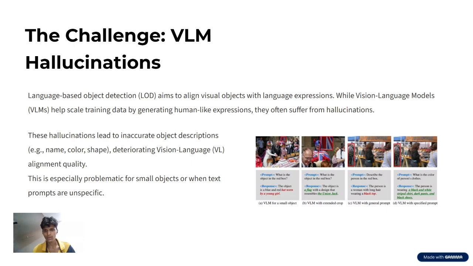For example, if you see what is there in the red box, it says something like the object is a blue and red head run by angle, but it's actually a flag. So these are hallucinations made by the model.